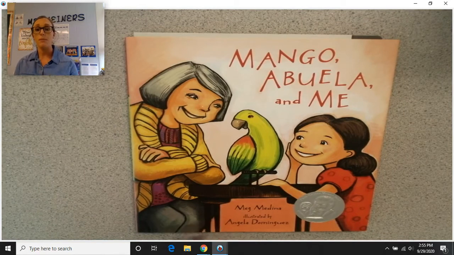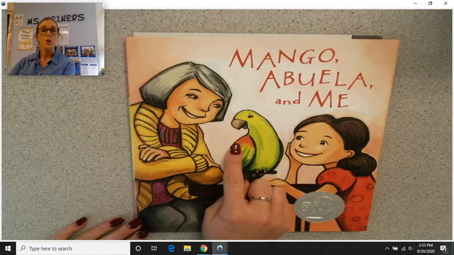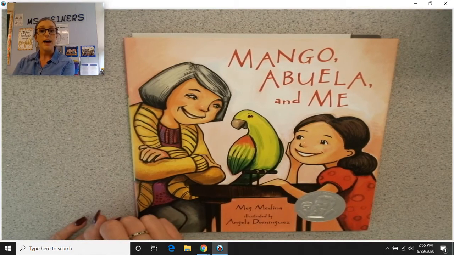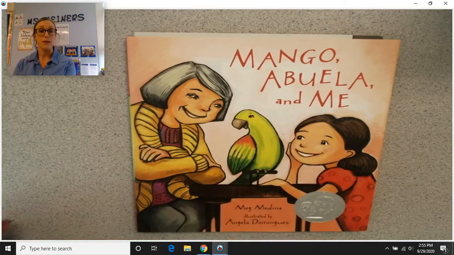Also, if you remember from our virtual meet last week, we talked about adjectives. An adjective is a word that describes a noun. One adjective I could use to describe this bird would be yellow. I could also use a word to describe this bird as maybe parrot, the type of bird that he is. So adjectives describe a noun, and that's going to be important for your writing assignment that you're going to have to do at the end of this story.